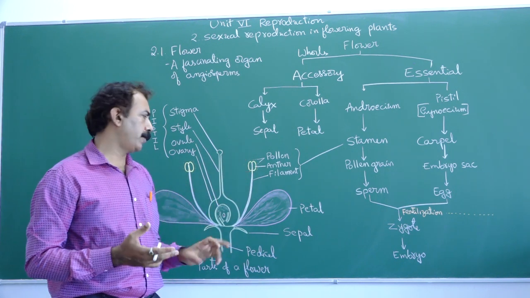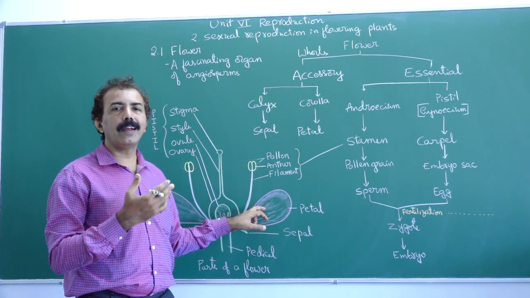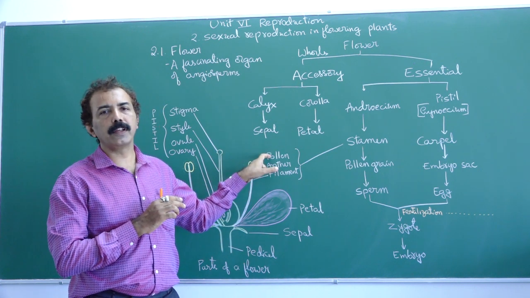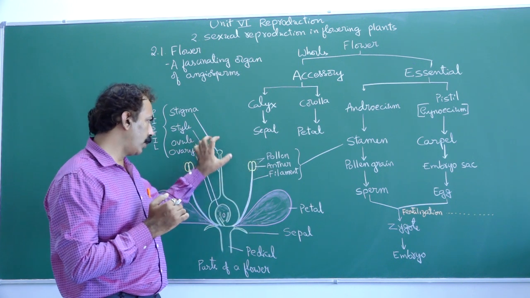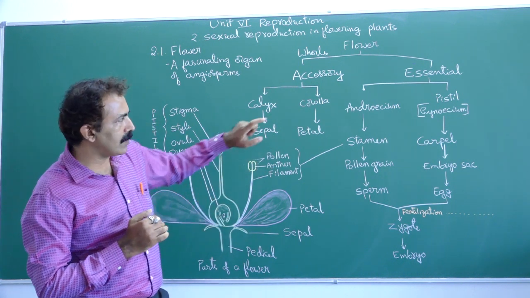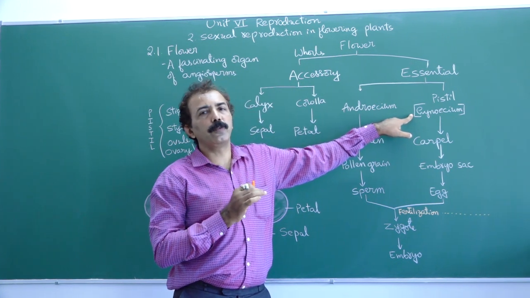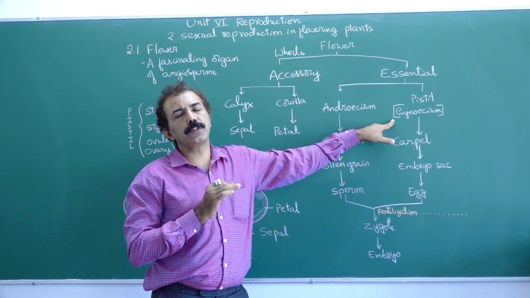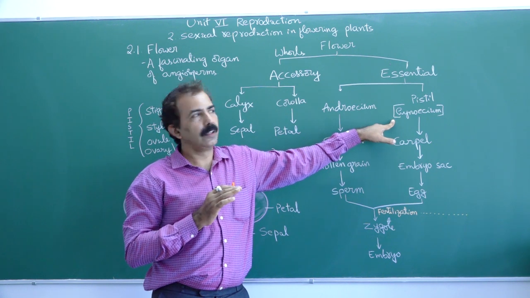So what is the function of sepal? Protection. What is the function of petal? Attraction. What is the function of stamen? Produce pollen grains. The innermost whorl, the 4th whorl I am now concentrating on is pistil, the female part of the flower. Pistil, also called gynoecium, the most important part, because this gives rise to fruit.